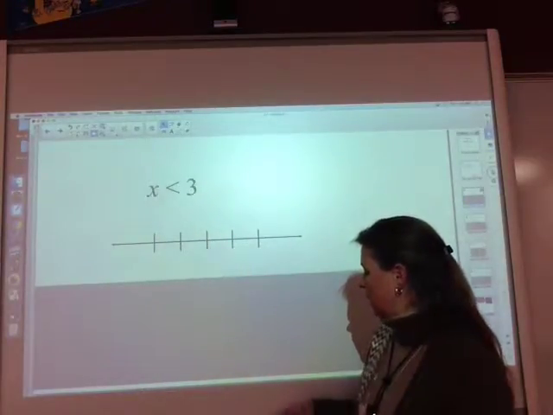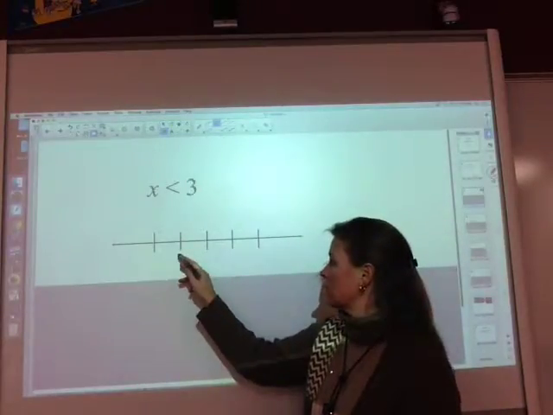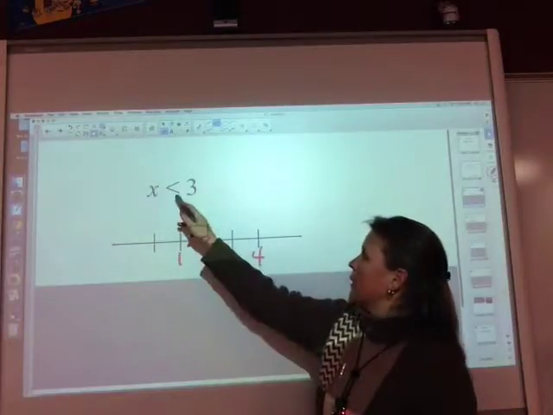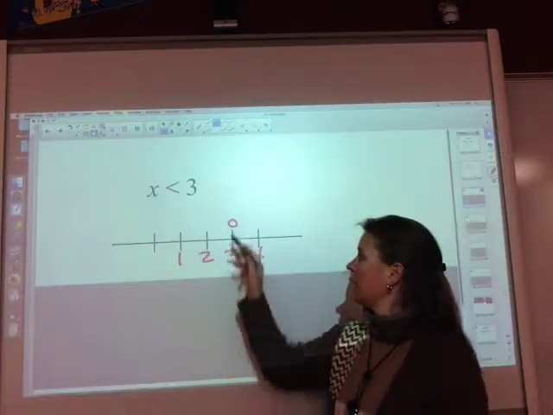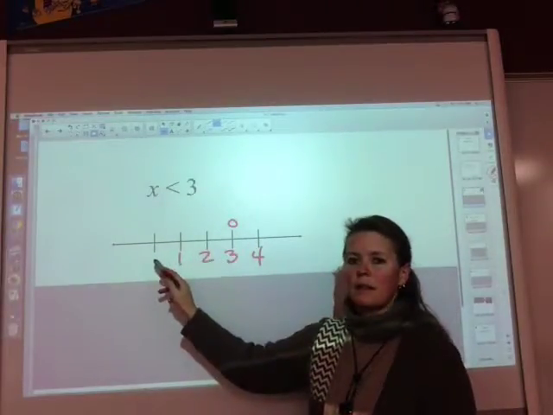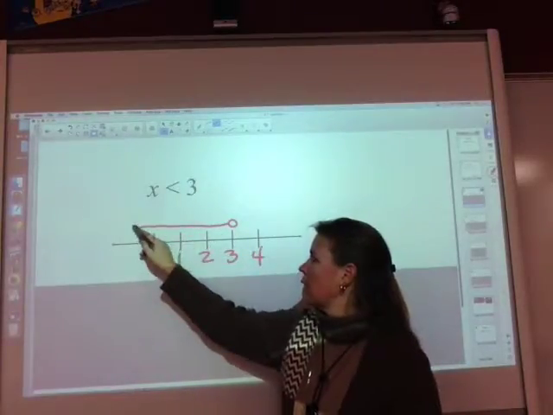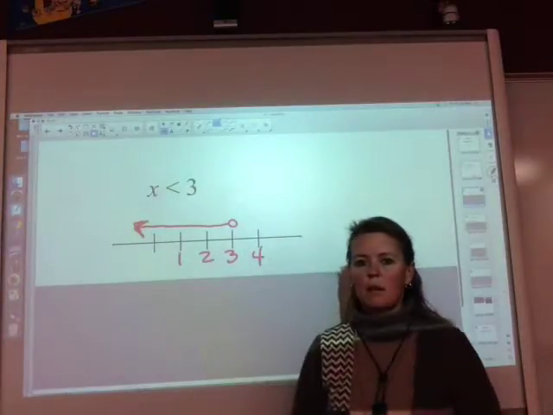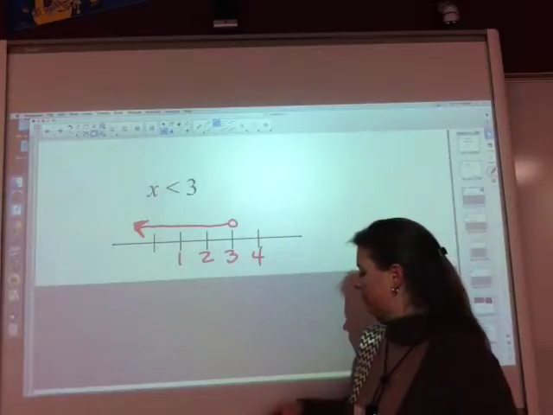So we make a number line. You need at least 3 or 4 points on the number line to get your bearings. So we'll go with 1, 2, 3, 4. Back to the previous page, you're going to use an open circle. And x is less than 3. Which numbers are less than 3? 2 is, 1 is, 0 is. We just keep going. You must draw an arrowhead on here to show that it's going to continue on all the way to negative infinity. It will continue on and on and on.